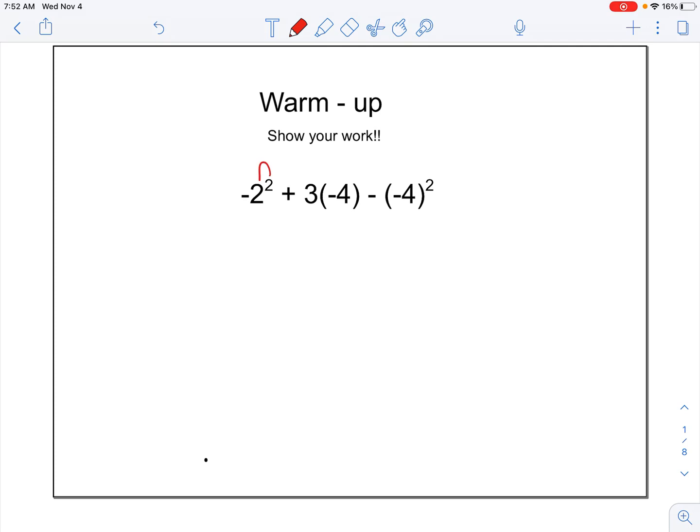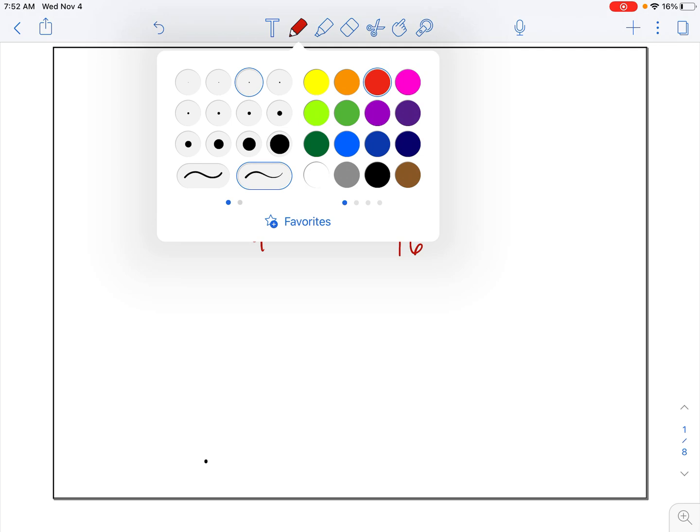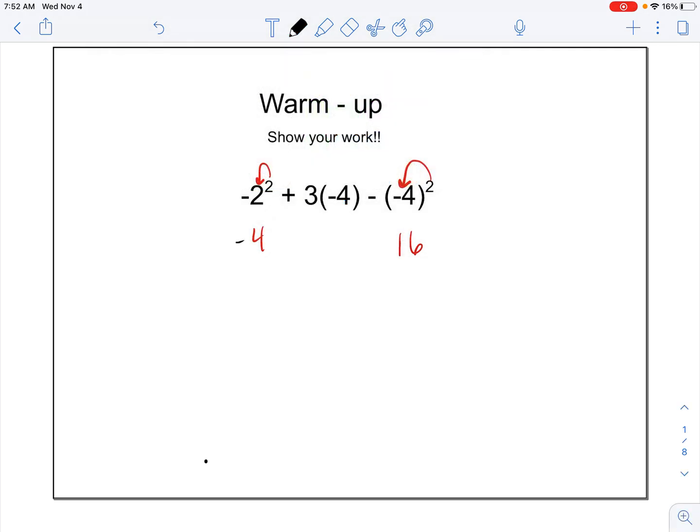This is just squaring the 2. This is squaring the -4. So 2 squared is 4. -4 squared is 16. And then I'm just going to bring everything else down. There's my opposite. There's my multiplication. There's my subtraction. So now I'm going to multiply.